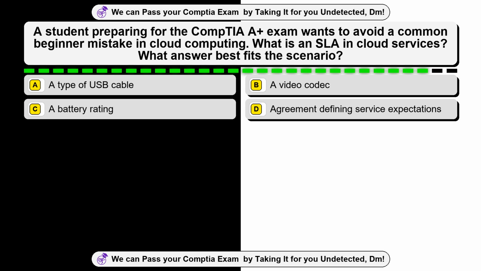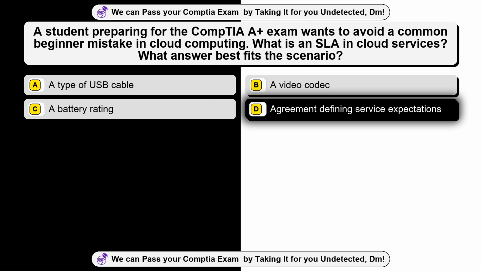Question 15. A student preparing for the CompTIA-style exam wants to avoid a common beginner mistake in cloud computing. What is installed in cloud services? What answer best fits the scenario? Option A, a type of USB cable. Option B, a video codec. Option C, a battery rating. Option D, agreement defining service expectations.